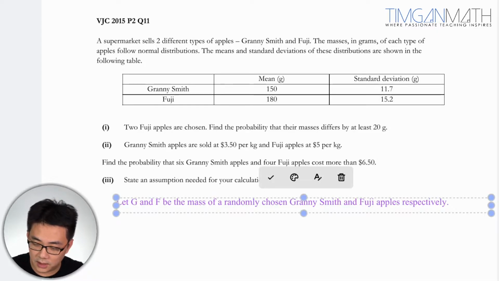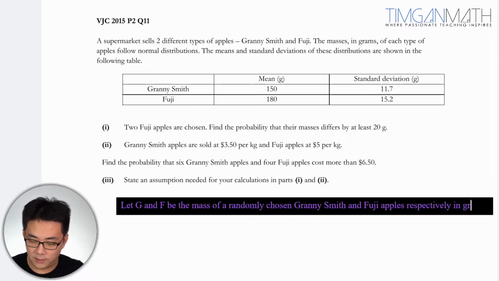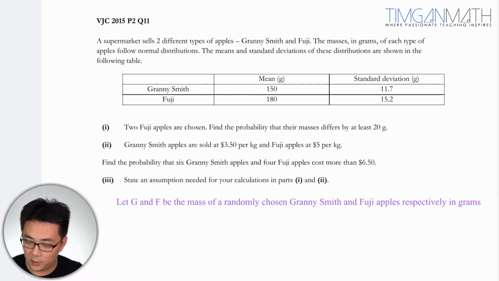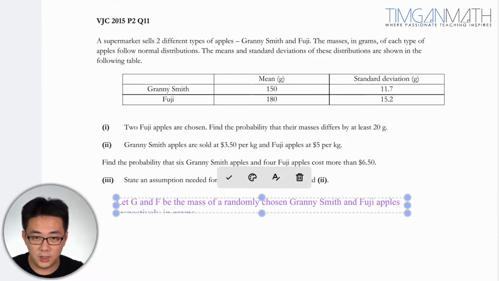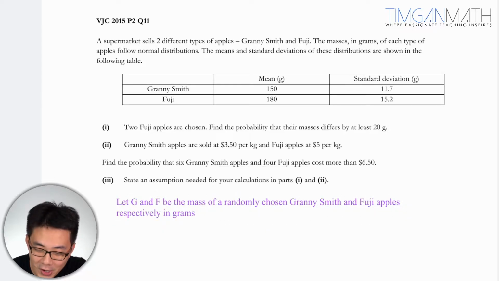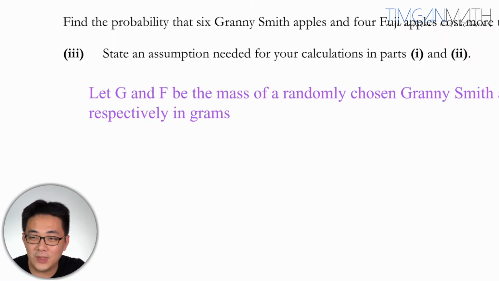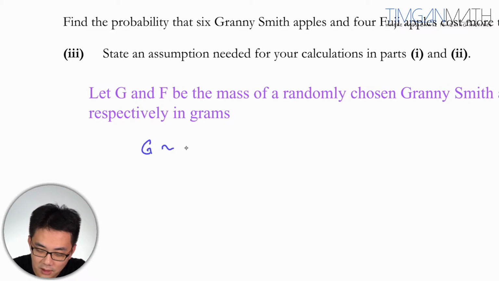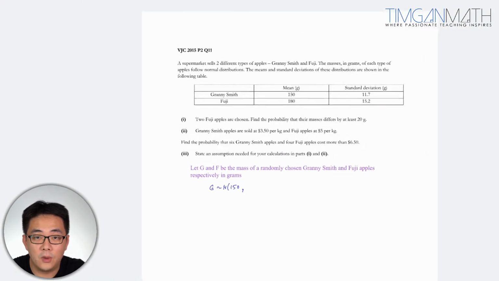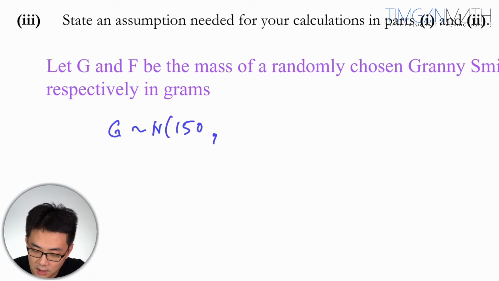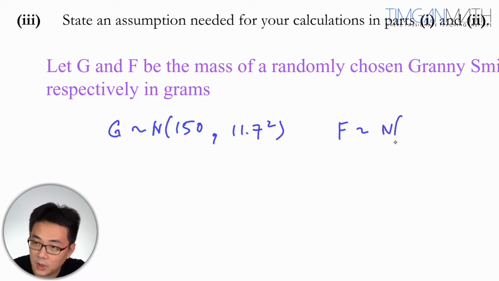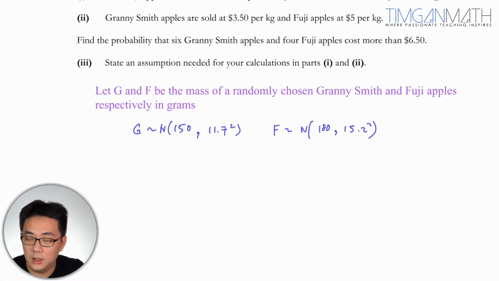So I would suggest we just put in grams, because sometimes the questions will come out whether it's in kg or in whatever. So it's always good to just write down the mass in grams. So G follows a normal distribution with mean 150 and variance 11.7 squared, and F follows a normal distribution with mean 180 and variance 15.2 squared. Okay, so there you go.